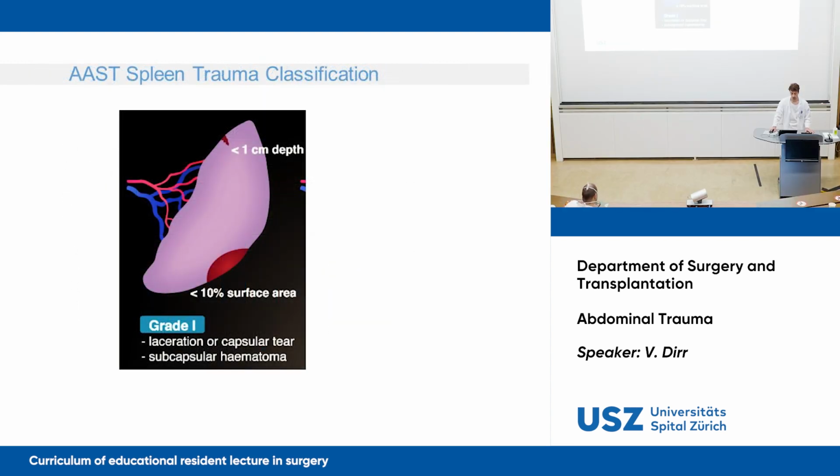Moore et al. have introduced a classification system in order to classify basically any solid organ injury. In the case of the spleen, grade 1 is about a laceration or a hematoma.